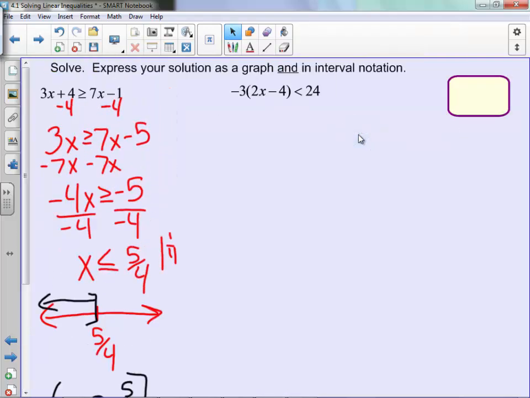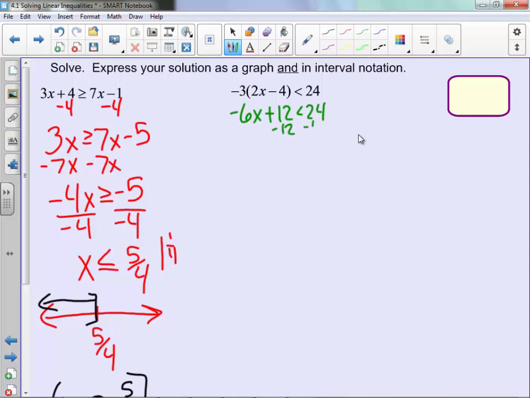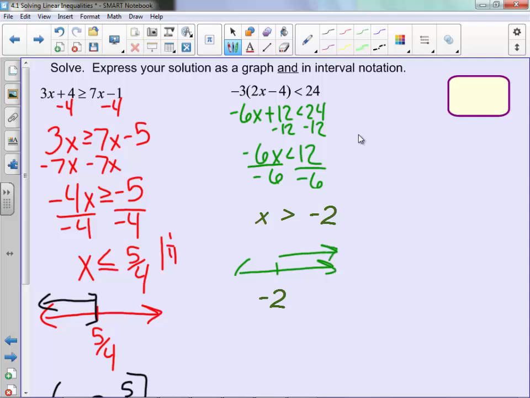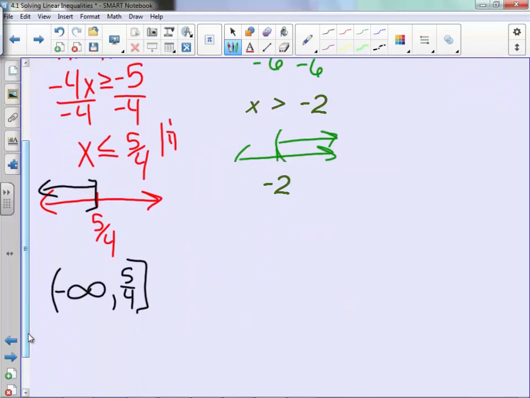Next one, we've got to distribute this negative 3. Subtract our 12. Divide by negative 6. So we'll get x is greater than 2. So on a number line, we want the numbers greater than negative 2, but notice not equal to, so we'll have our parenthesis. So we want all the numbers from 2 on up.